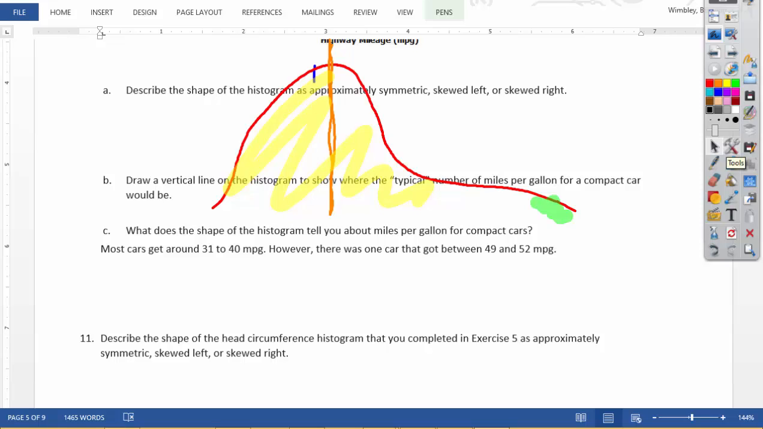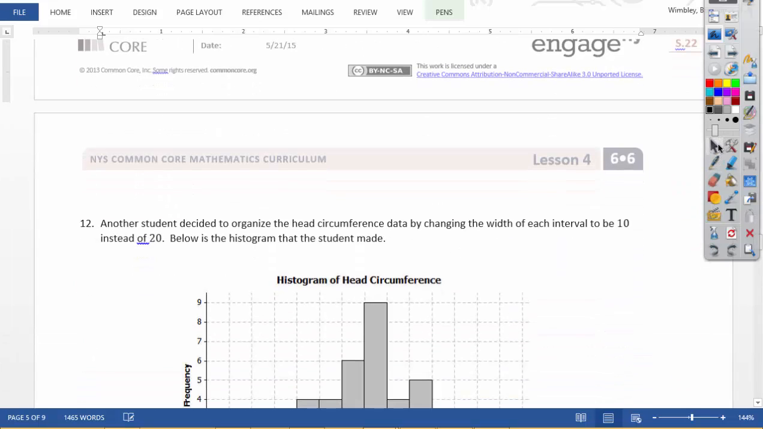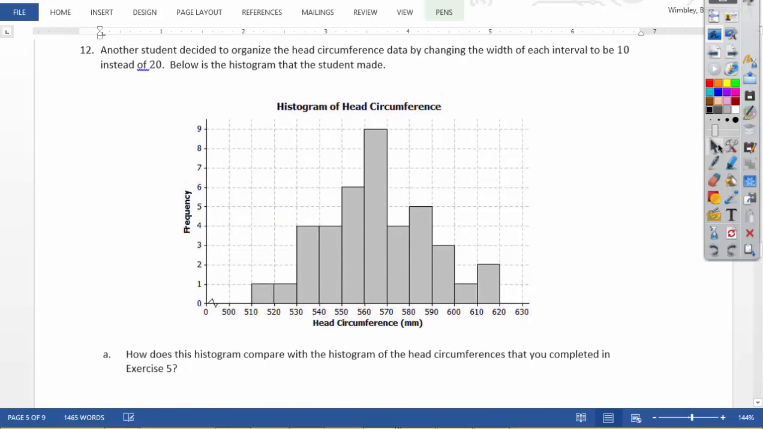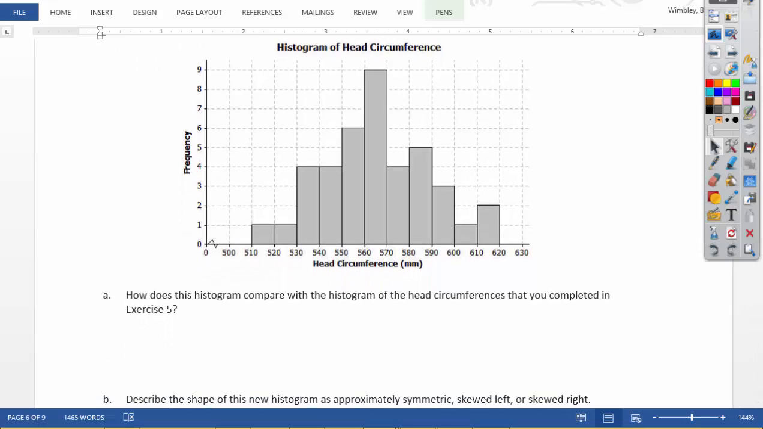All right, we're going to skip number 11, and let's keep on going down to number 12. Okay, so we're back to that head circumference idea. Another student decided to organize the head circumference data by changing the width of each interval to be 10 instead of 20. So when we first created it, this was from 5 to 5:30. Now they've made it into intervals of 10. Below is the histogram that resulted. How does this histogram compare with the histogram of the head circumference that you completed in exercise 5?